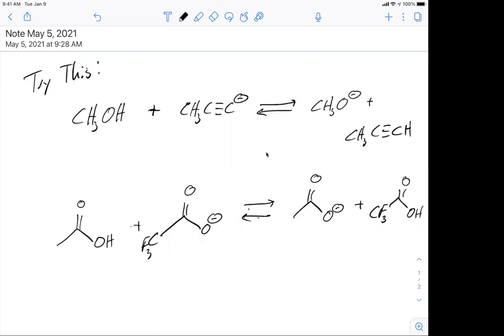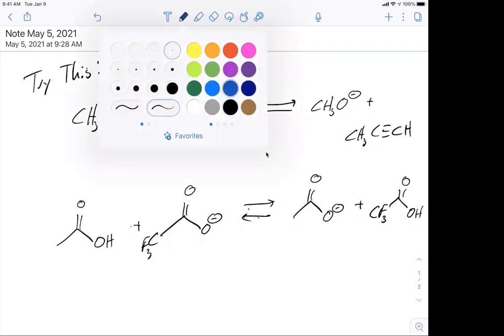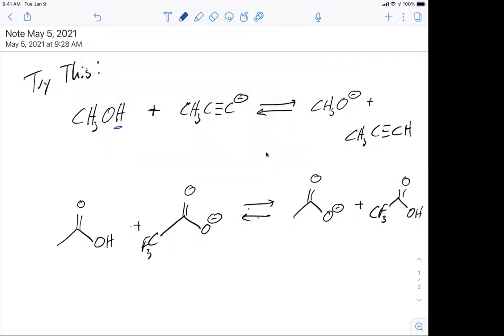Okay, if we look at the first one, what we're changing is we're moving this proton here. And so therefore we can compare these two groups, right? If we compare those two groups, we have an sp3 oxygen. But an oxygen is more stable with the negative than the carbon because it's more electronegative. This is an sp, so we do need to consider that.